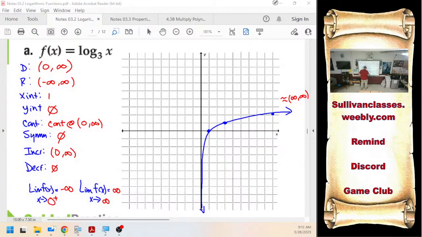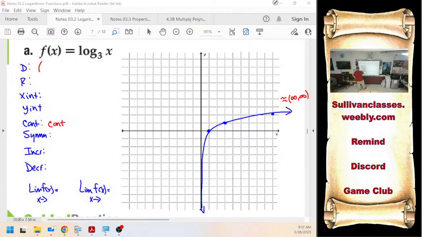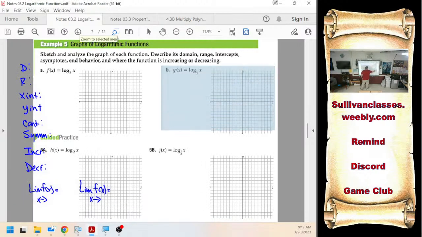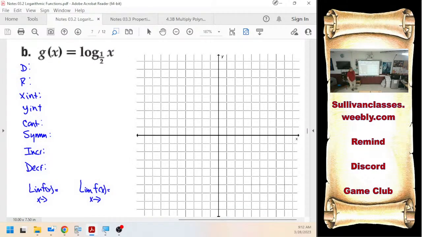So, all that same stuff. See, I get to cheat and just move over. All right. There's no translations left and right. So I'll still have my vertical asymptote at 0. But now instead of using powers of a whole number like 3, it's powers of 1/2.